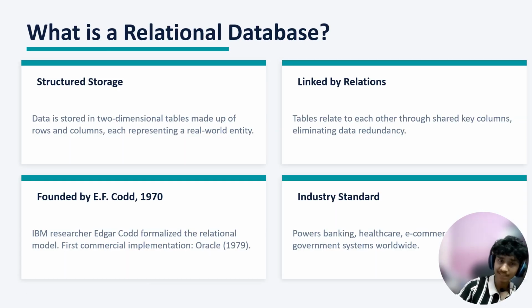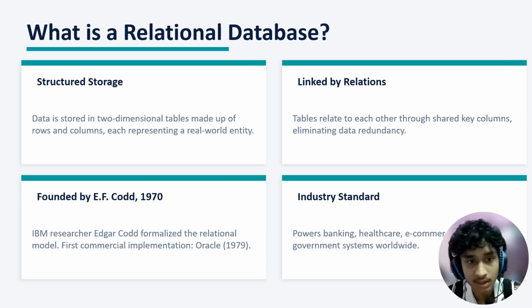So, what exactly is a relational database? A relational database or RDB is a system that organizes data into structured tables made up of rows and columns. These tables are also called relations, which is where the name relational came from. The key idea is that data is stored in a well organized way and we interact with it using a language called SQL, which is structured query language.